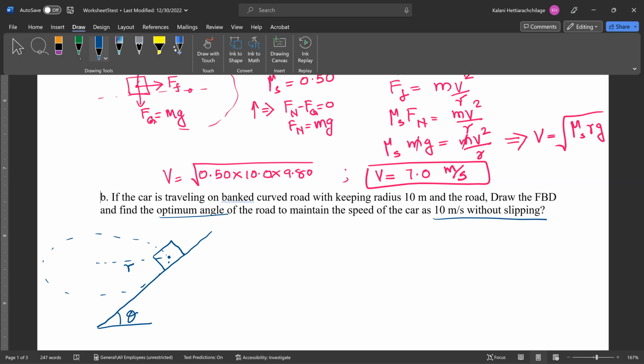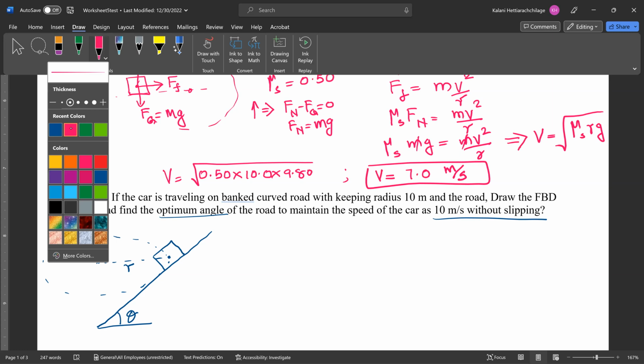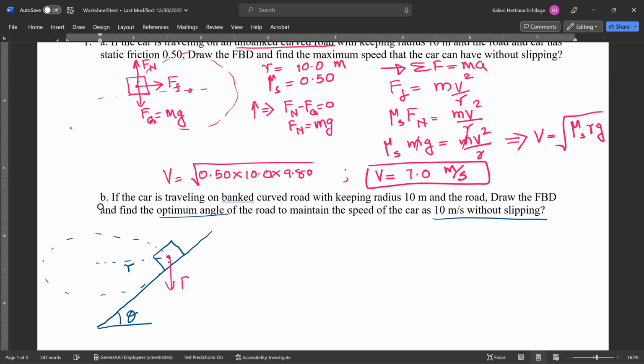Now we need to draw the free body diagram first, and we know that this one has a force of gravity, that will be m times g, and there is a normal force perpendicular to the surface. In addition to that, this object can have friction, but I'm going to show you without friction here. We can take the turn on the banked road even without the friction, but on a flat road, you see that you need the friction.